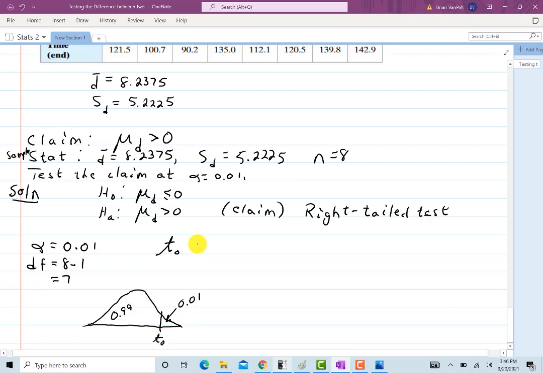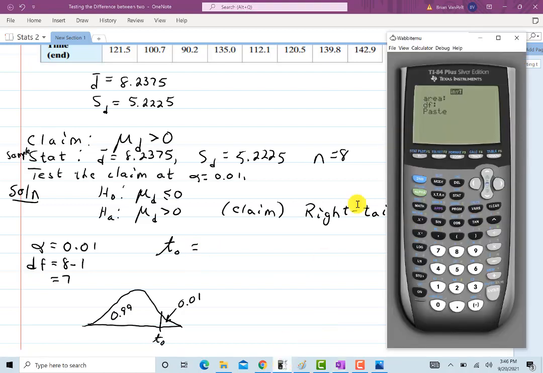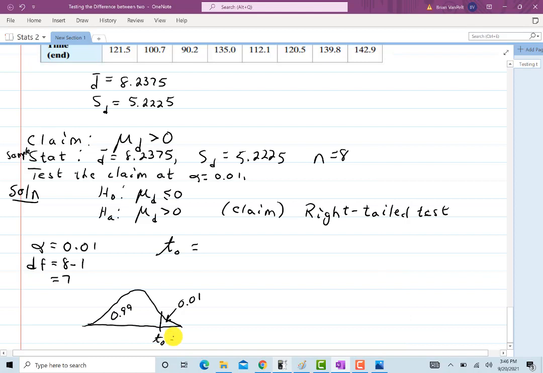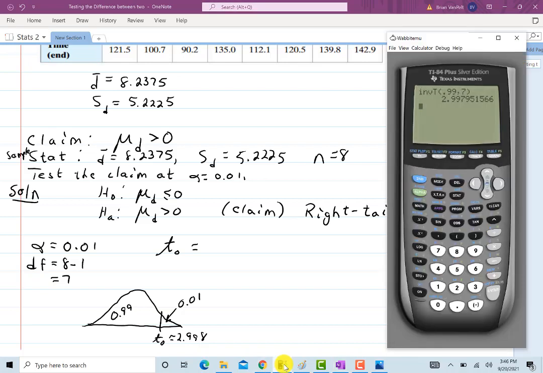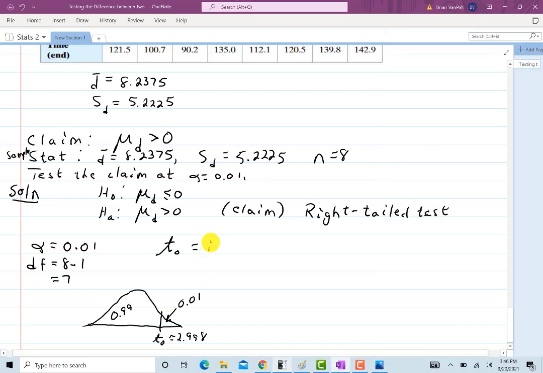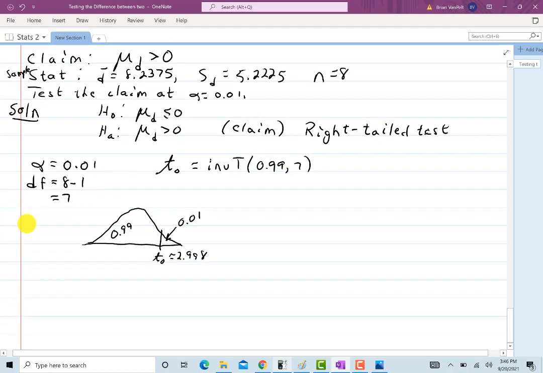So let's go ahead and go back to the calculator and get my information in. The area is not 0.01, but 0.99. And then the degrees of freedom is 7. Enter your way out of this, and I get 2.998. So let me see what the command was for your use. INVT 0.99, comma 7. So we have our rejection region.